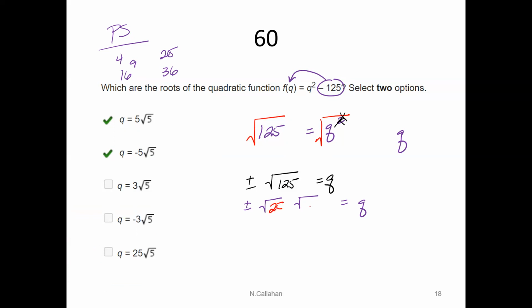Okay, so anyways, for the sake of 25 and 5, what's the square root of 25? 5.